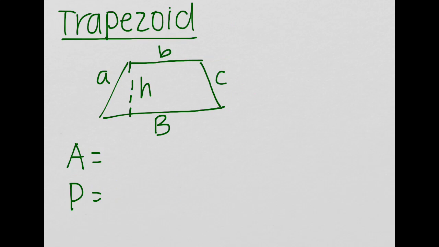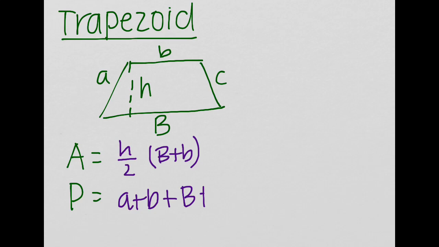Okay, and then for a trapezoid, this one is a little bit of a toughie. It's height over 2, height divided by 2, times the big base plus the small base, okay? And then the perimeter is a plus b plus big B plus c, right? Because we're just adding up the side lengths.